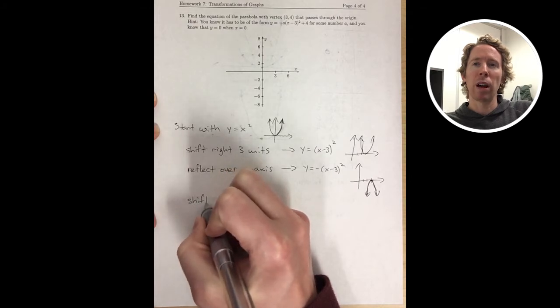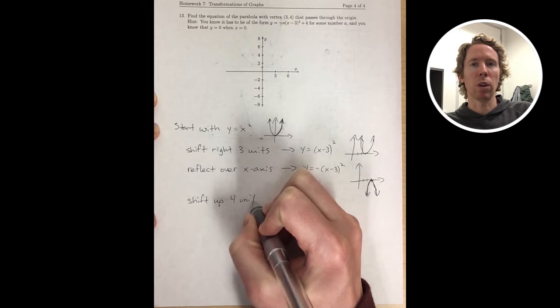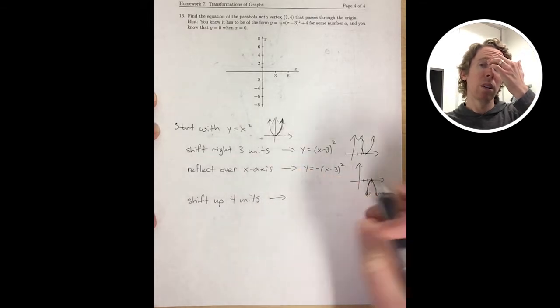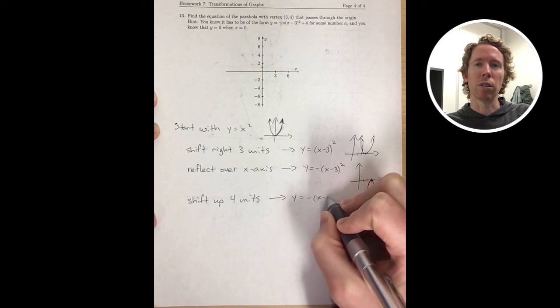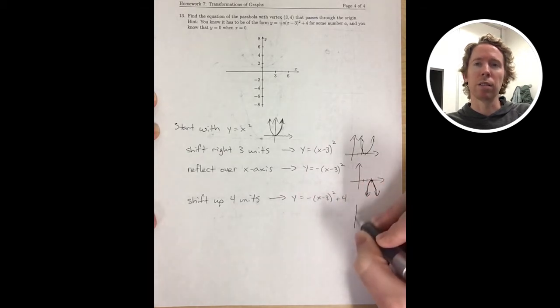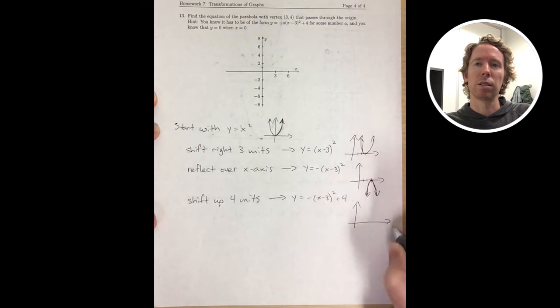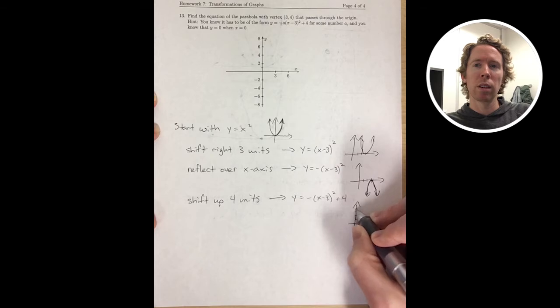Another thing that I will have to do is shift it up 4 units to get that vertex where it needs to be. And I remember how to do that. You just take your original equation and you just add 4 at the end. So now I almost have this thing where I want it.